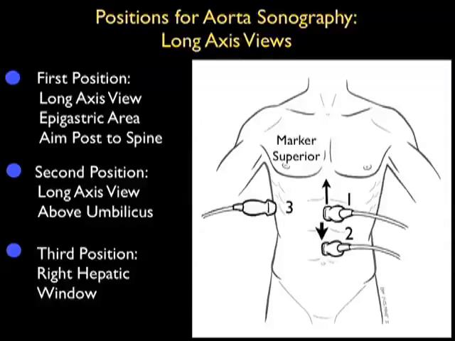Now, if we're having problems visualizing the aorta due to the presence of a lot of bowel gas, we can also get a glimpse of the aorta from probe position 3, the right hepatic window area. This is going to be about the region where we're going to look at the trauma FAST right upper quadrant view, but here we're going to angle the probe more anterior over the kidney to get a glimpse of the abdominal aorta in long axis.